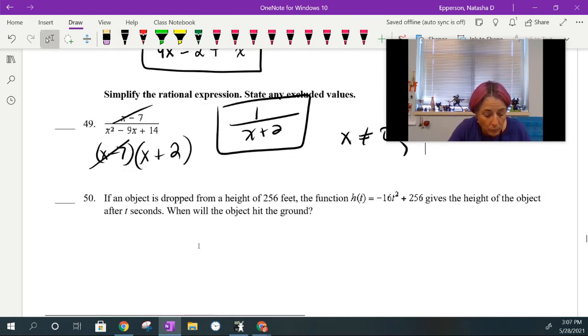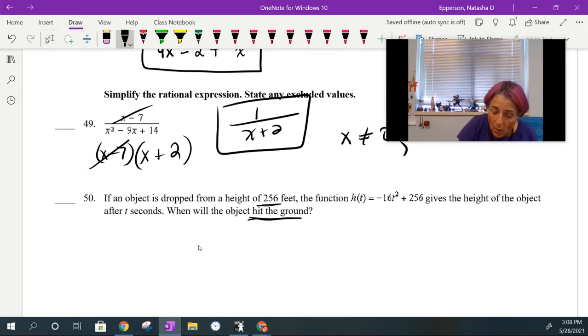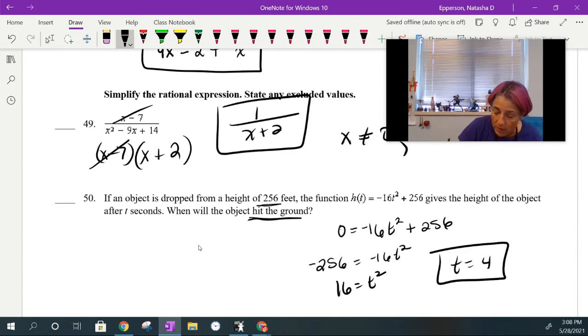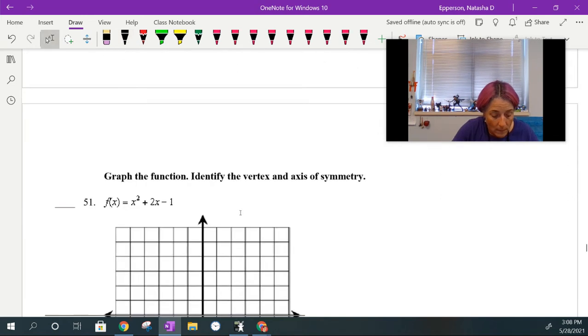Number 50. If an object is dropped from the height of 256 feet, and this is the equation of the object, when will the object hit the ground? So I'm saying 0 is equal to negative 16t squared plus 256. There's no bx term, so I'm going to solve using the square root method. So negative 256 is equal to negative 16t squared. 256 divided by 16 gives me 16 is equal to t squared. That gives me t is equal to 4. So it takes 4 seconds.